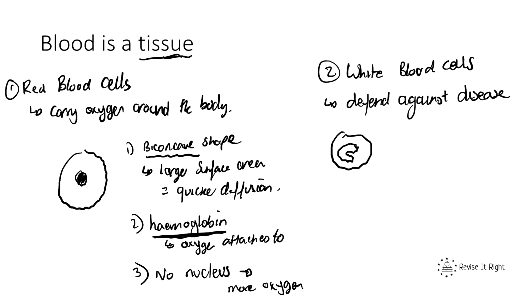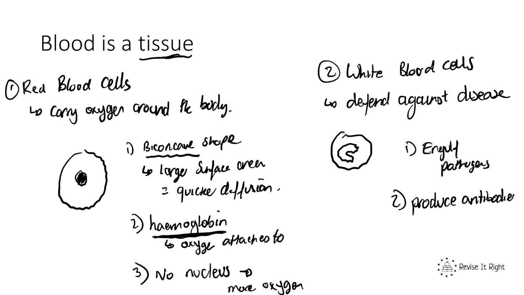Okay, so one adaptation is that they can engulf pathogens. Now a pathogen is essentially a microorganism that causes a disease. So it could be a bacteria that causes the disease, or a virus that causes disease, and they can engulf them. Okay, so that's one adaptation. Second adaptation is that they can produce something called antibodies. Now these are kind of like provide an organism with their immunity. And again, we will look at this in more detail in a future video. But for now, just be aware that they are adapted by being able to produce antibodies.